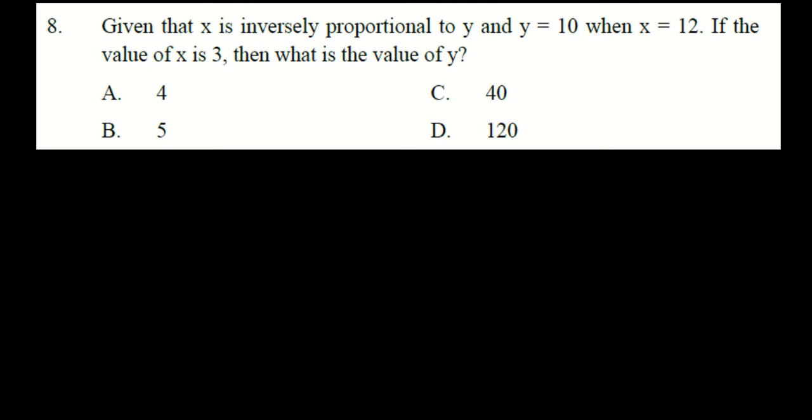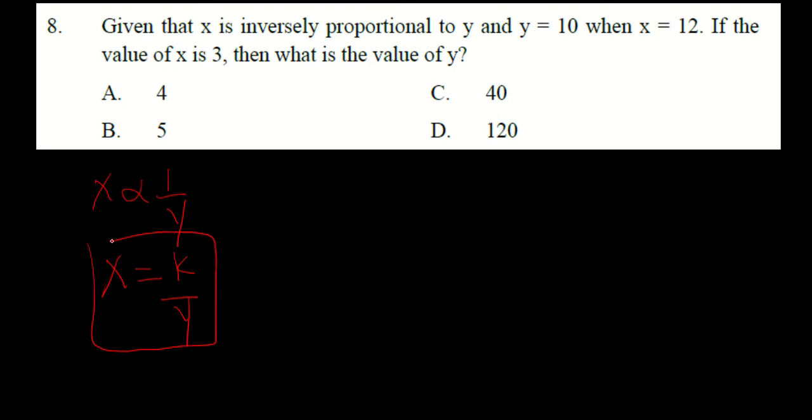Question number 8 says, given that x is inversely proportional to y. What does this mean? This means x is equal to k over y. This is the inverse proportionality formula, but we don't know the k, we don't know x and y. But in the question, what does it say? When y is equal to 10, x is equal to 12. What does this mean? We will write 12 in place of x: 12 is equal to k over 10.